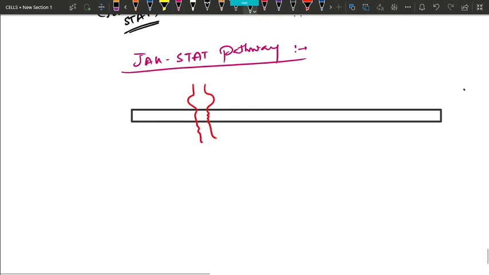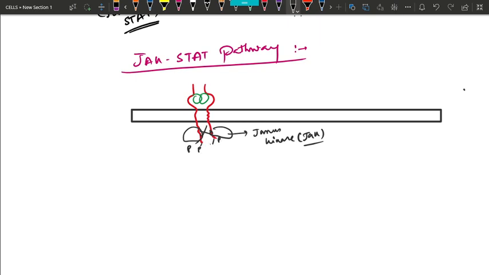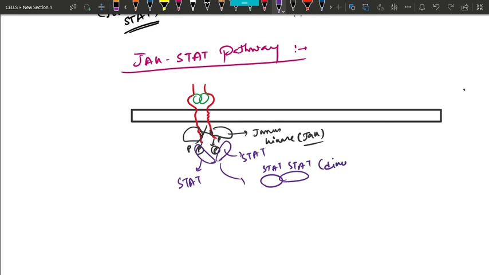Now what happens is that when the ligand binds, an important protein will come and bind over here. These proteins are known as the Janus kinase, also known as JAK. They will now cross phosphorylate, and the phosphotyrosine domain also becomes phosphorylated. And now what happens? Two proteins will come. These are the STAT proteins. They will come and bind to the phosphotyrosine domain, and these STAT proteins become dimerized. The dimerized STAT protein will enter into the nucleus, and it will help in the gene regulation.